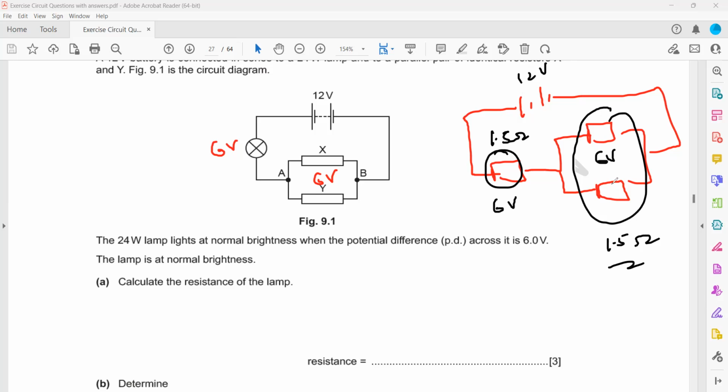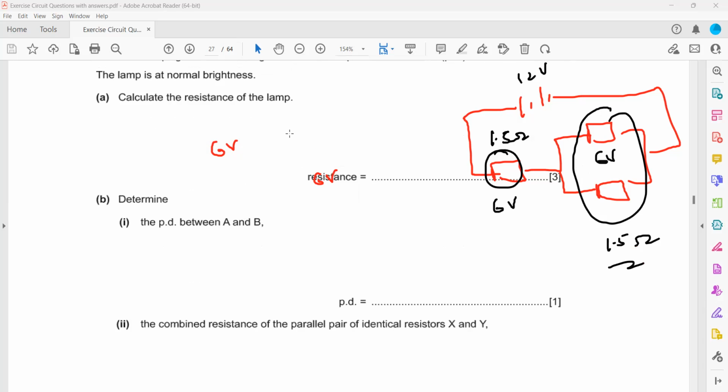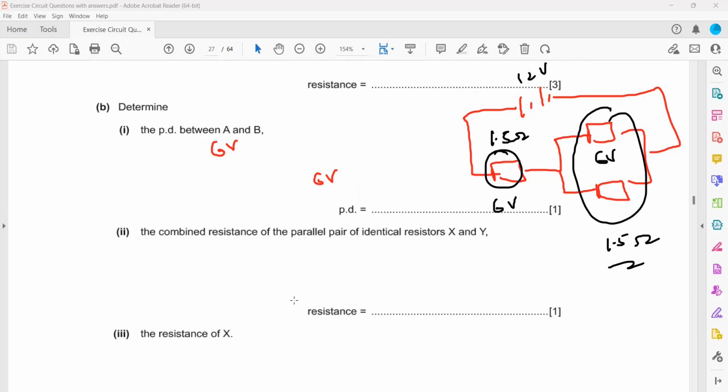Is it clear? So again, it's a 1 mark question. For a 1 mark question, you're not supposed to write the formula. You just have to write the answer directly. The total is 1.5. Combined resistance of X and Y equals 1.5.